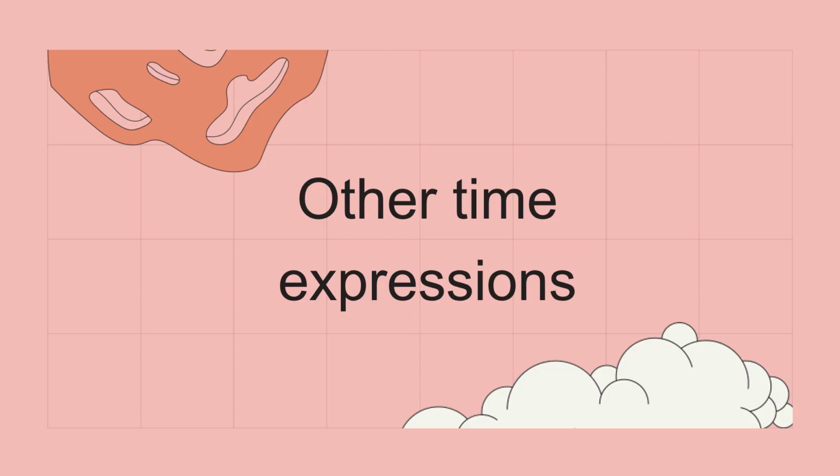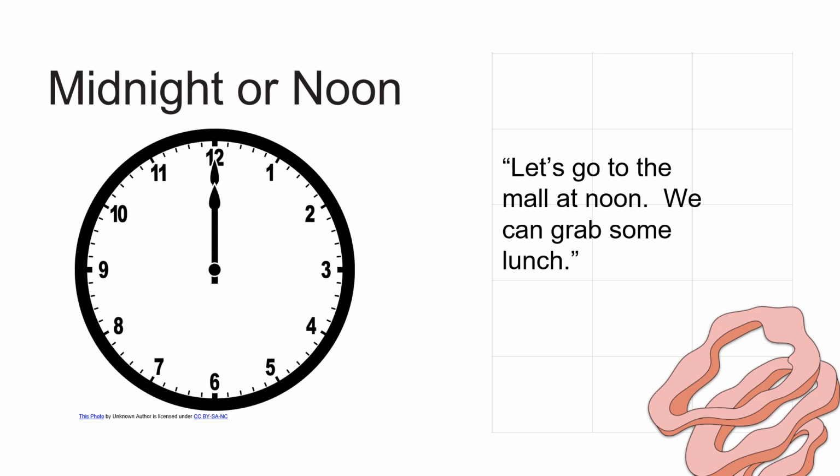Other time expressions. 12 o'clock can be 12 a.m., which is midnight, or 12 p.m., which is noon. Even native speakers get the AM and PM mixed up, which is why they say at midnight or at noon. In English, we use at instead of in. The word in is used for in the morning, in the afternoon, in the evening. Don't get those mixed up. Many non-native people say at morning, which is incorrect.